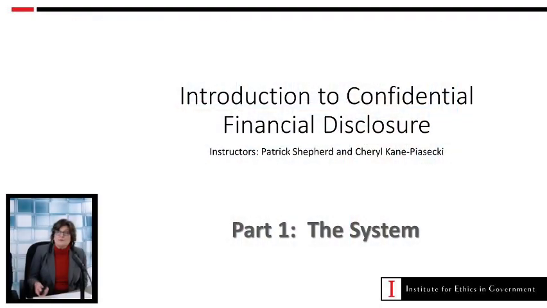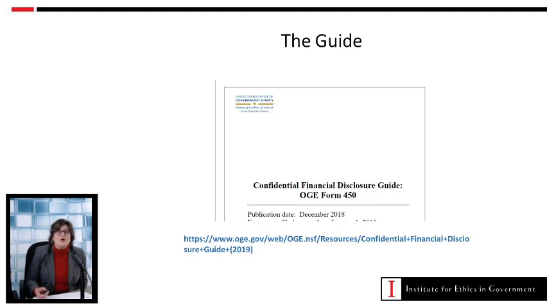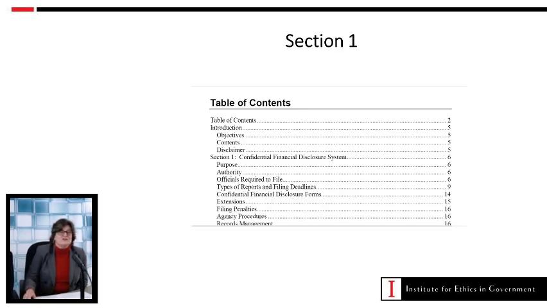And one of the primary objectives that we have is to also familiarize you with the Confidential Financial Disclosure Guide, the OGE Form 450 Guide. This is going to be kind of the queen of our parade for the next three segments. So we're going to be following along pretty much along the table of contents that you'll see in the guide. If you look at sections 1, 2, and 3 of the guide, that will give you a pretty good and clear idea of the content that we're going to be covering over the next 3 sessions.